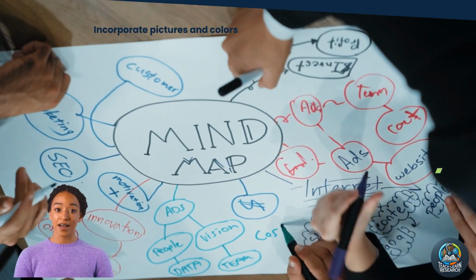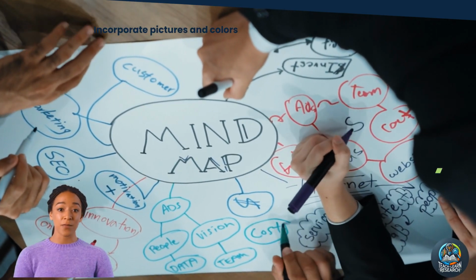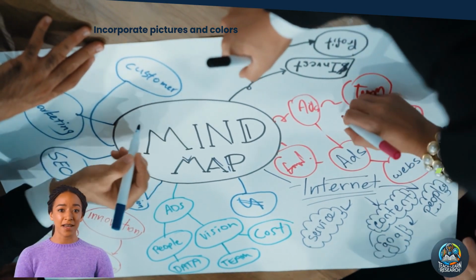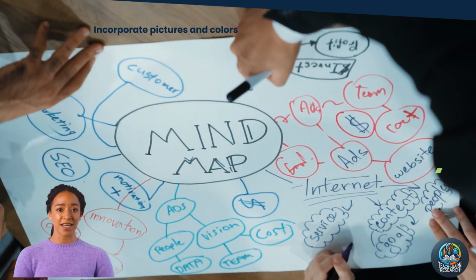Incorporate pictures, icons, and colors to make the concept map more engaging and easier to understand. Use different colors for each main category and add pictures for key examples.